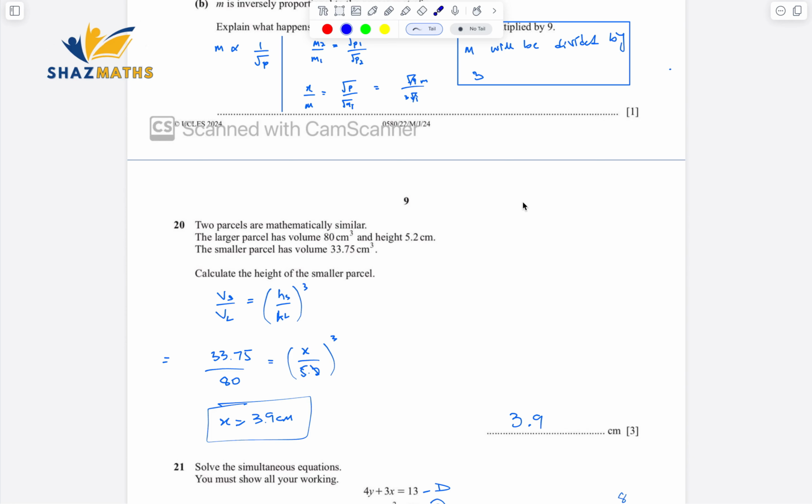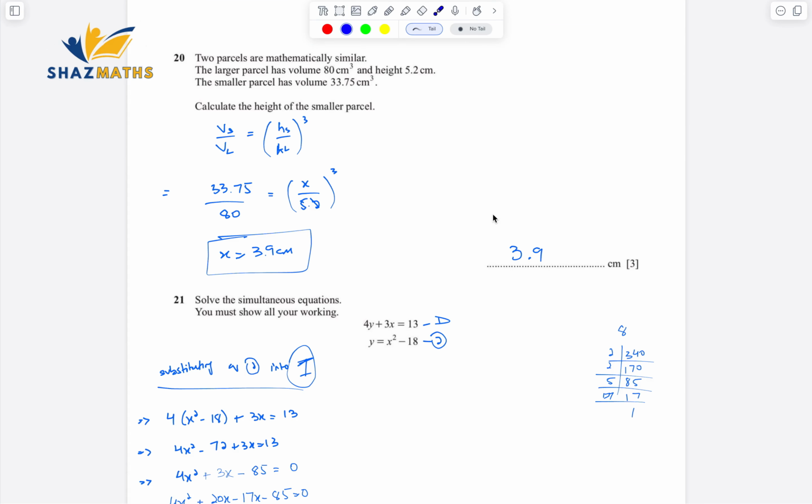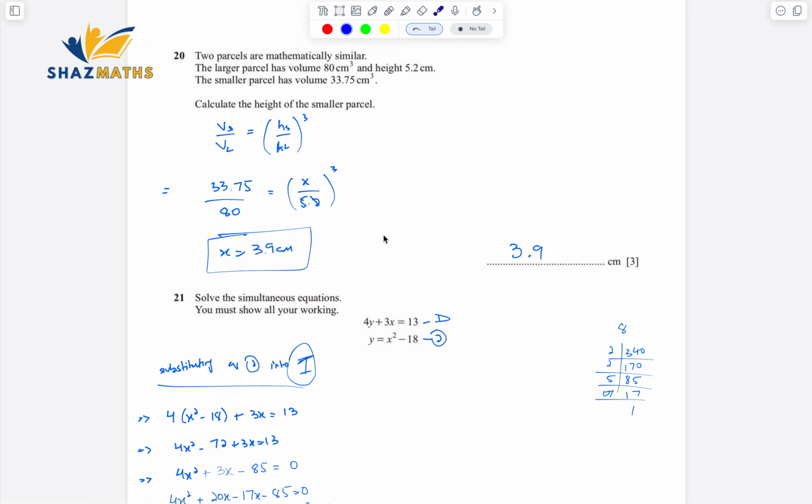Okay, two parcels are mathematically similar. The largest parcel has a volume of this much and a height this much. The smaller parcel has a volume this much. Find that. All right, so remember the formula, V1 over V2. Because it's larger and smaller, and we have to calculate the height of the smaller, I'm going to say V smaller over V larger equals height smaller over height larger, the whole cubed.